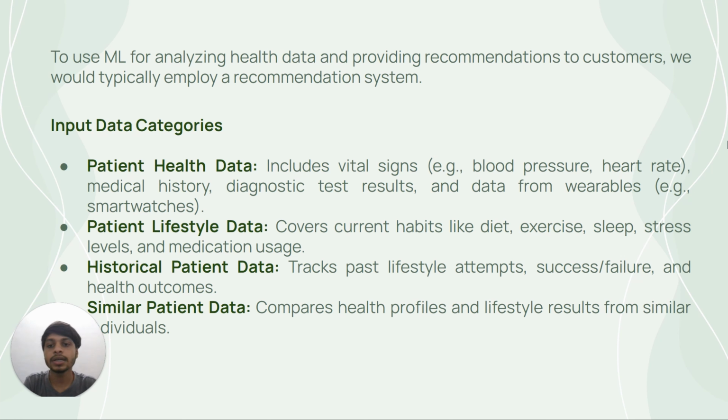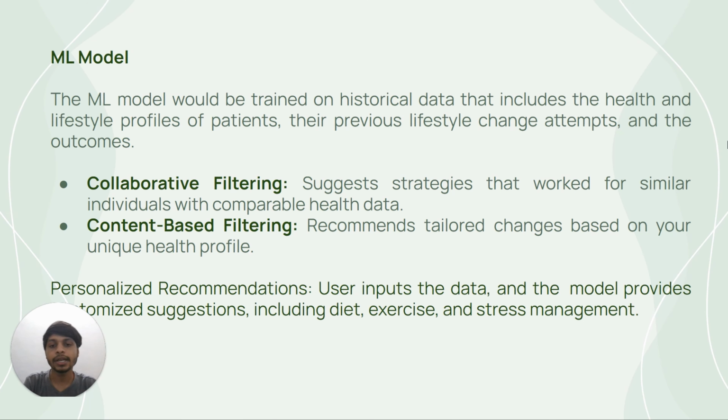And finally, we will use the similar patient data, which compares the health profiles and lifestyle results from similar individuals. The machine learning model would be trained on the historical data that includes the patient health and lifestyle profiles, their past lifestyle changes, what the successes and failures are, and what the final outcomes are for the patient. The model will be based on two methods. The first one will be collaborative filtering. It will suggest the strategies that work for similar individuals with comparable health data. And second will be content-based filtering, which will recommend tailored changes based on their unique health profiles.